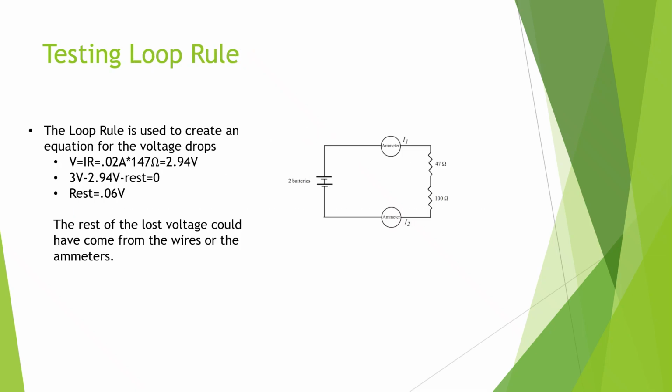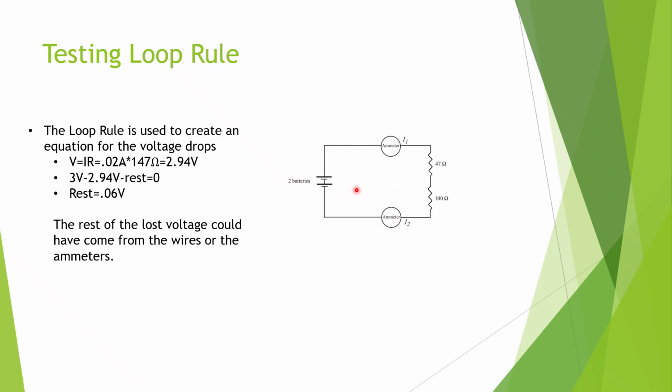Testing the loop rule. The loop rule is used to create an equation for the voltage drop throughout the circuit. And this is V equals IR to find the voltage from the two resistors, the 0.202 amps of circuit times the 147 ohms of resistance, and you get a 2.94 voltage drop between the resistors. So if you take the voltage of the batteries and subtract the voltage from the resistors, and then subtract the rest of the voltage difference, that will equal 0. And the rest of this voltage difference comes from the wires and the ammeters taking slight bits of voltage.